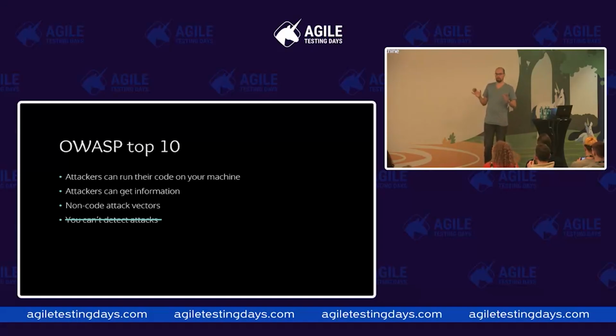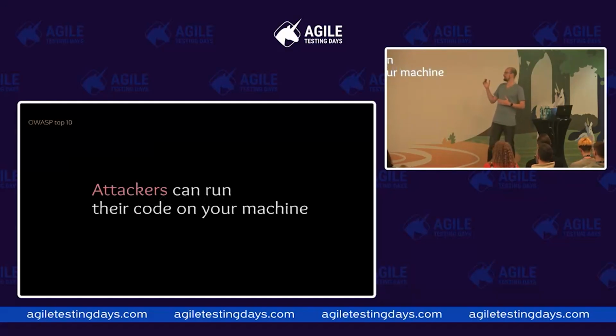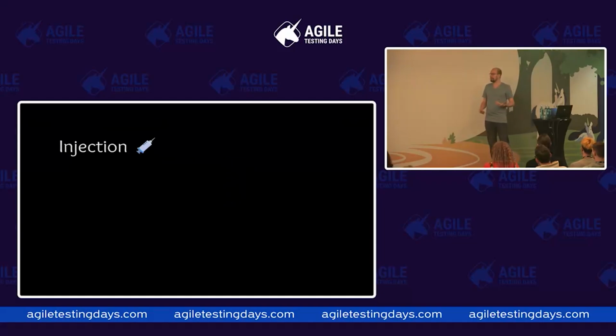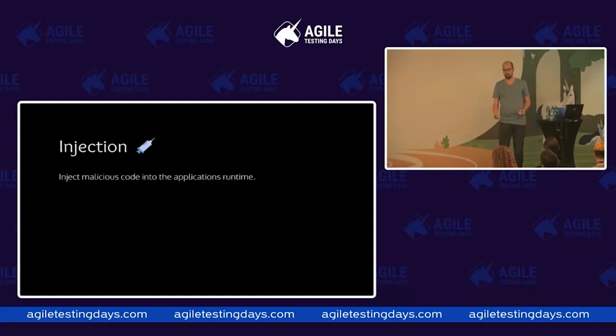I will be able to cover some, so let's dive in quickly so we can cover as many as possible. First off, first category, attackers running code on your machine. In this category, we have A03 2021. That means it is number 3 on the OWASP Top 10 of 2021, which is the latest version. This is injection. And an injection is essentially the injection of malicious code into the application's runtime.